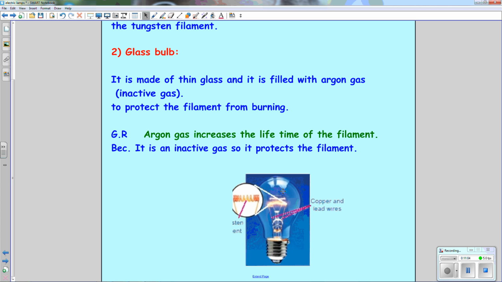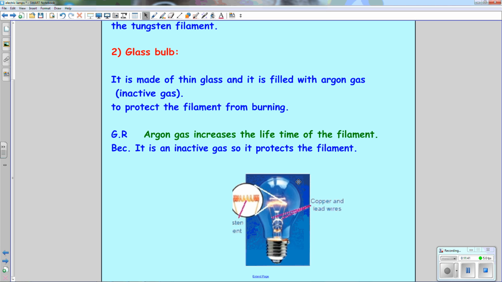Now, what about the glass bulb? It is made of thin glass, and it is filled with argon gas. Remember, we said it is filled with argon gas, which is an inactive gas. Why do you think we use an inactive gas? So the glass bulb works as an insulator. You know what the meaning of insulator is? It isolates the filament from air.